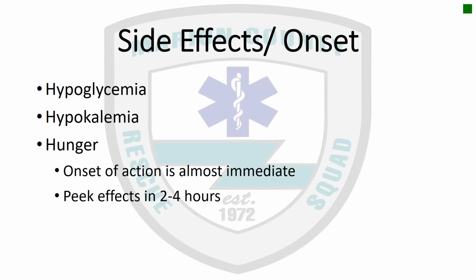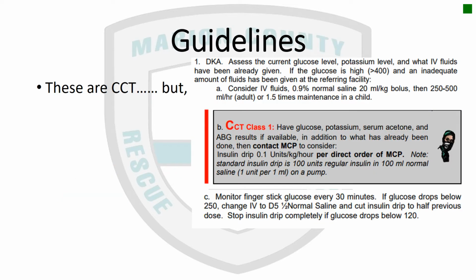The side effects of insulin obviously are going to be hypoglycemia because it's reducing your blood sugar levels. If a patient is left on IV insulin too long, they can become hypoglycemic. So as we're going to see in the next slide, it is important to routinely check a blood sugar. Patients that are on IV insulin drips for extended periods of time can also become hypokalemic. Because of the way insulin works, it helps move potassium from outside the cell to back inside the cell, so serum potassium levels can drop. The onset of action is almost immediate when given IV, and when you're on a drip, the peak effects are going to be in 2 to 4 hours.